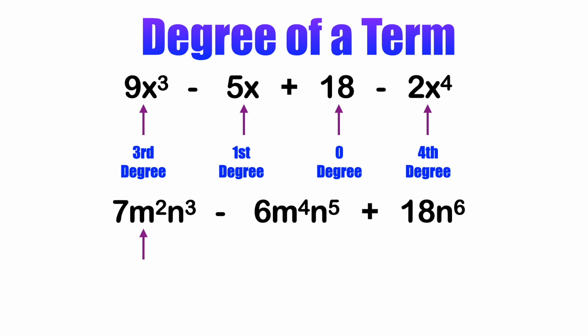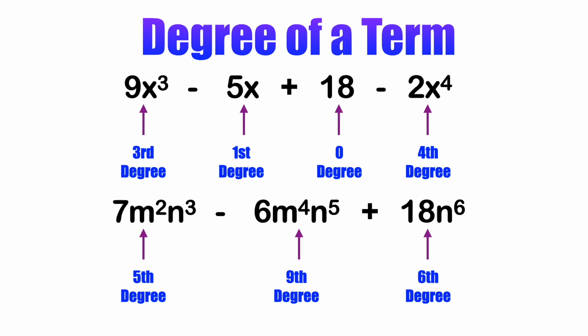Kapag dalawa yung variables, just add the exponents para makuha natin yung degree. So, 2 plus 3 is 5. So, the first term is in the fifth degree. The second, 4 plus 5 is 9. So, yan ay nasa 9th degree. And yung last term, isa lang naman variable sa last term, n lang. So, yan ay nasa 6th degree. So, yan yung degree of a term.